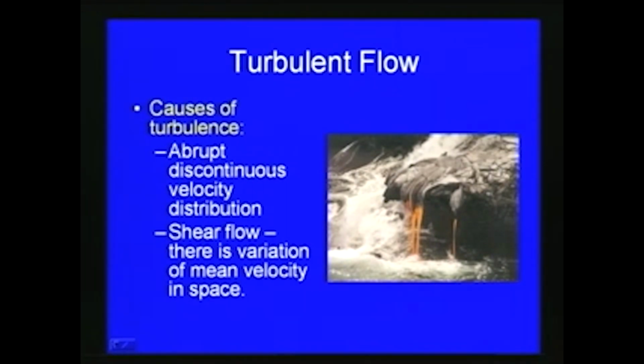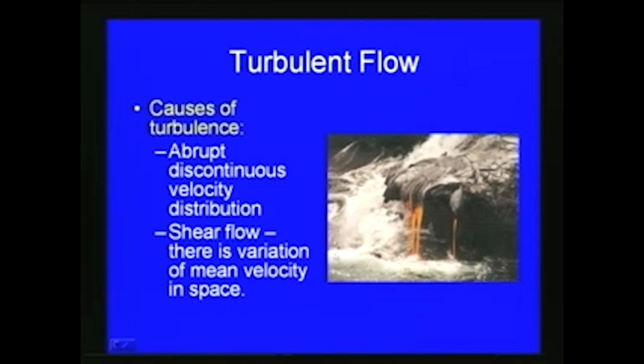So, first one is abrupt discontinuous velocity distribution. You can see here the flow is coming, and then due to various factors, discontinuity takes place. You can see here this rock is here, and then the flow is coming, various obstructions are there, and due to this the velocity becomes discontinuous, or discontinuous velocity distribution takes place. So, this can be one of the major causes of turbulence.